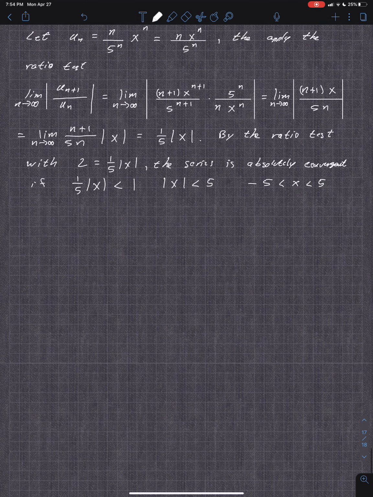If L is equal to 1, the ratio test is inconclusive. So if x equals plus or minus 5, the ratio test is inconclusive, so you have to apply a different test. Okay, so we'll have to do that. So let's let x equal 5.